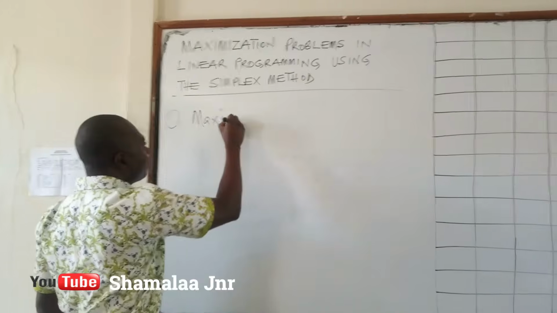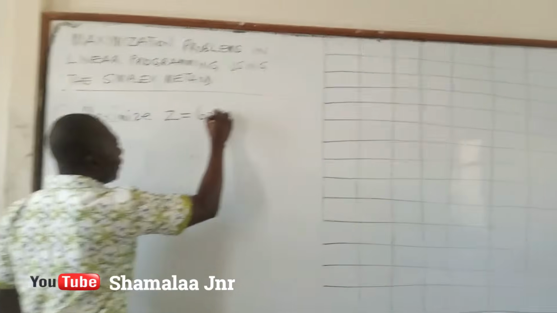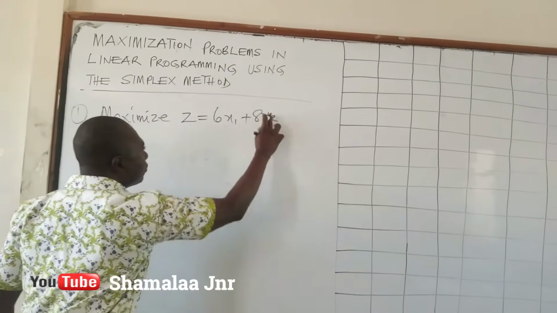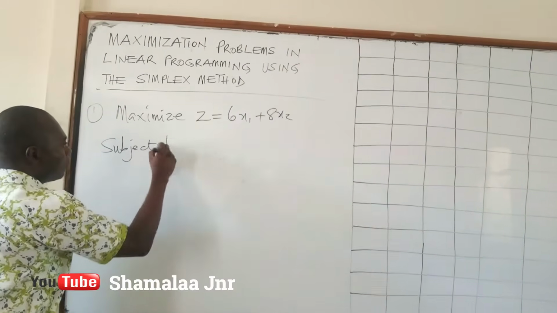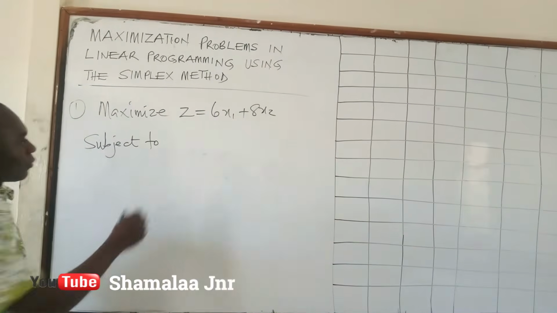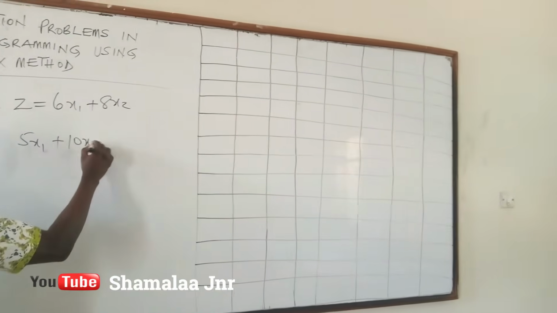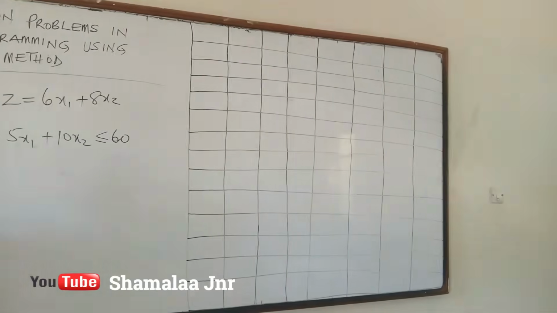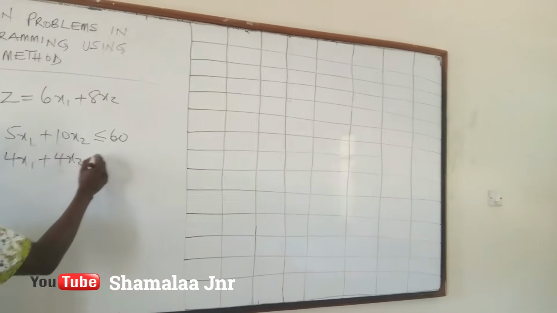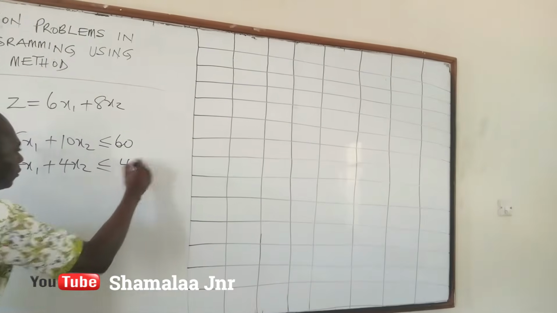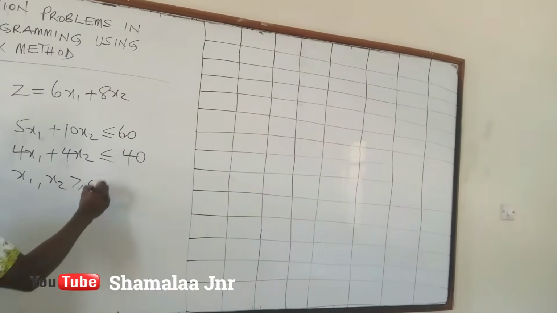Maximize z equal to 6x1 plus 8x2 subject to 5x1 plus 10x2 less than or equal to 60 and 4x1 plus 4x2 less than or equal to 40. Then x1, x2 greater than or equal to 0.